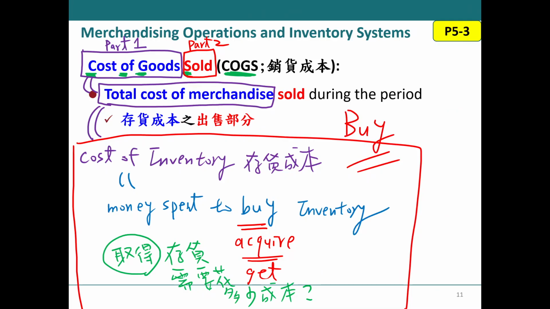Okay, so that's how we determine cost of inventory. How to determine cost of inventory means how much money you spend to buy your inventory, based on the concept of how to get the numbers.